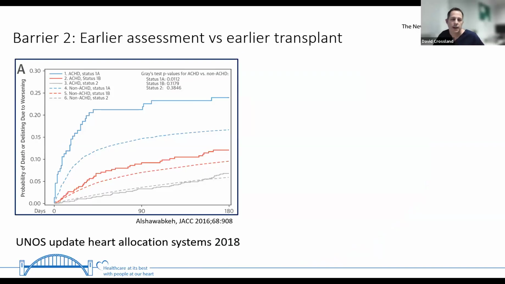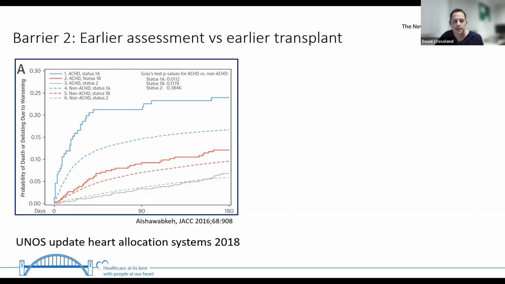And the second barrier is historically adult congenital heart disease patients on the transplant waiting list have been disadvantaged, and they've been disadvantaged at every step of the pathway. This shows adult congenital heart disease patients prior to 2016 from the UNOS database, and you can see that adult congenital heart disease patients listed status 1A and adult congenital heart disease listed status 1B are far more likely to die or be delisted than their non-congenital counterparts.